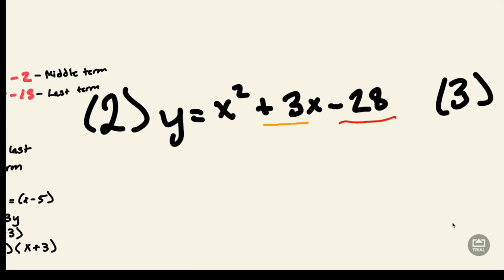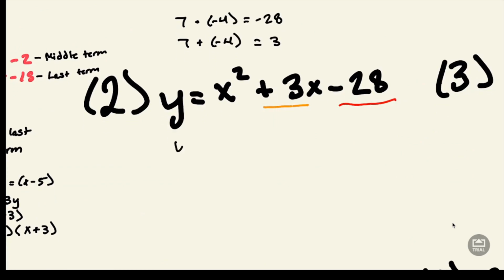So another pair that would actually work is positive 7 and negative 4. So let's check that. 7 times negative 4 equals negative 28. Yeah, that gives us our C value. 7 plus negative 4, that gives us our 3. So therefore, those two values work because they give us our middle term and our last term.